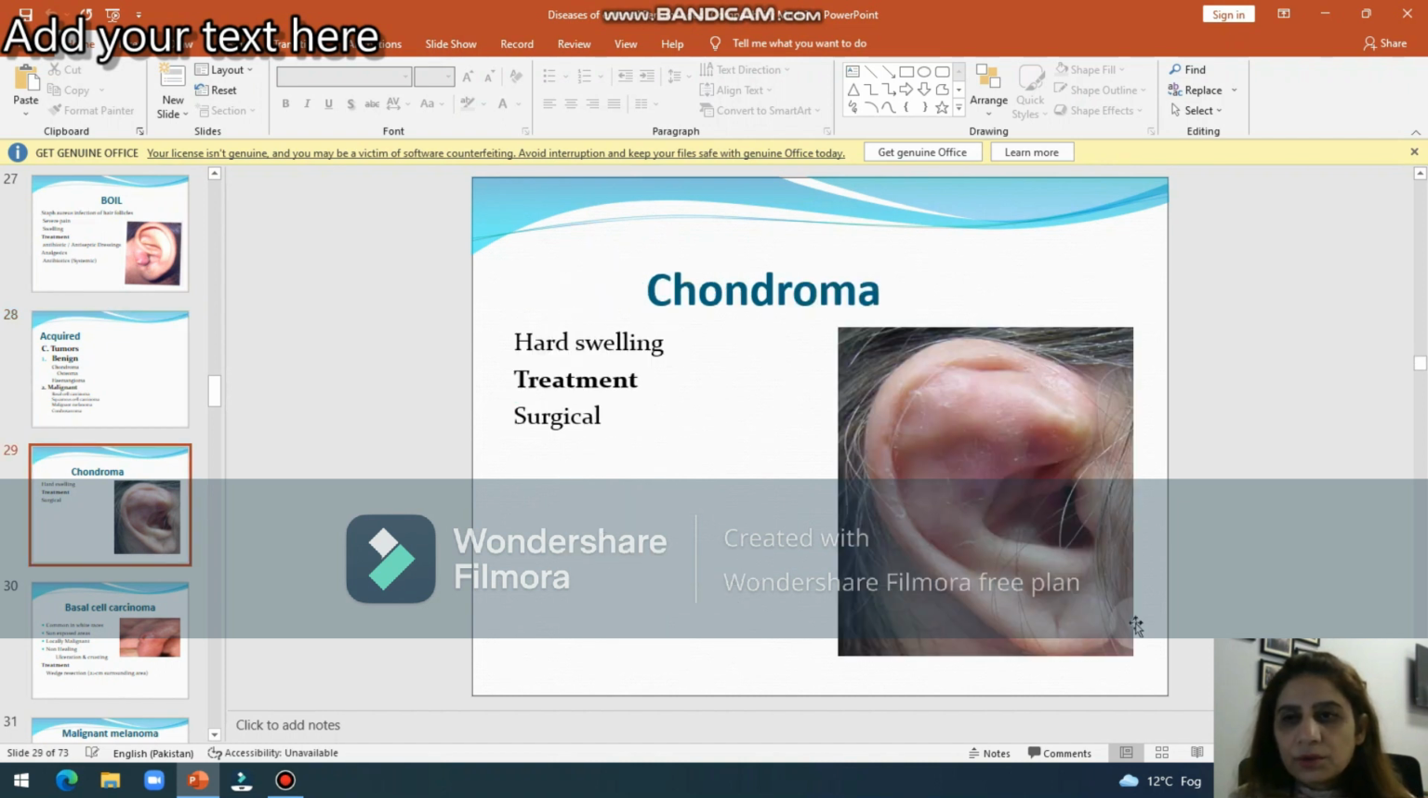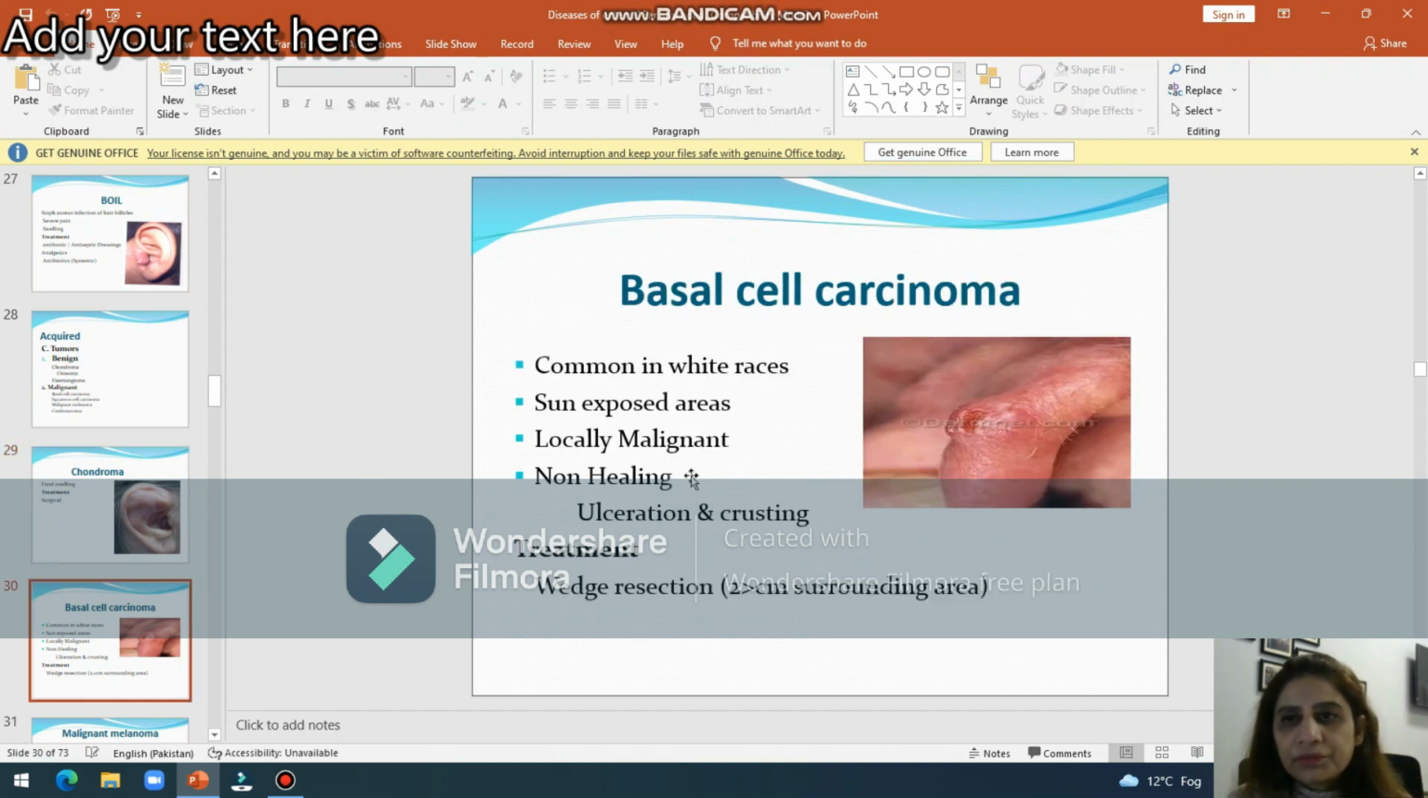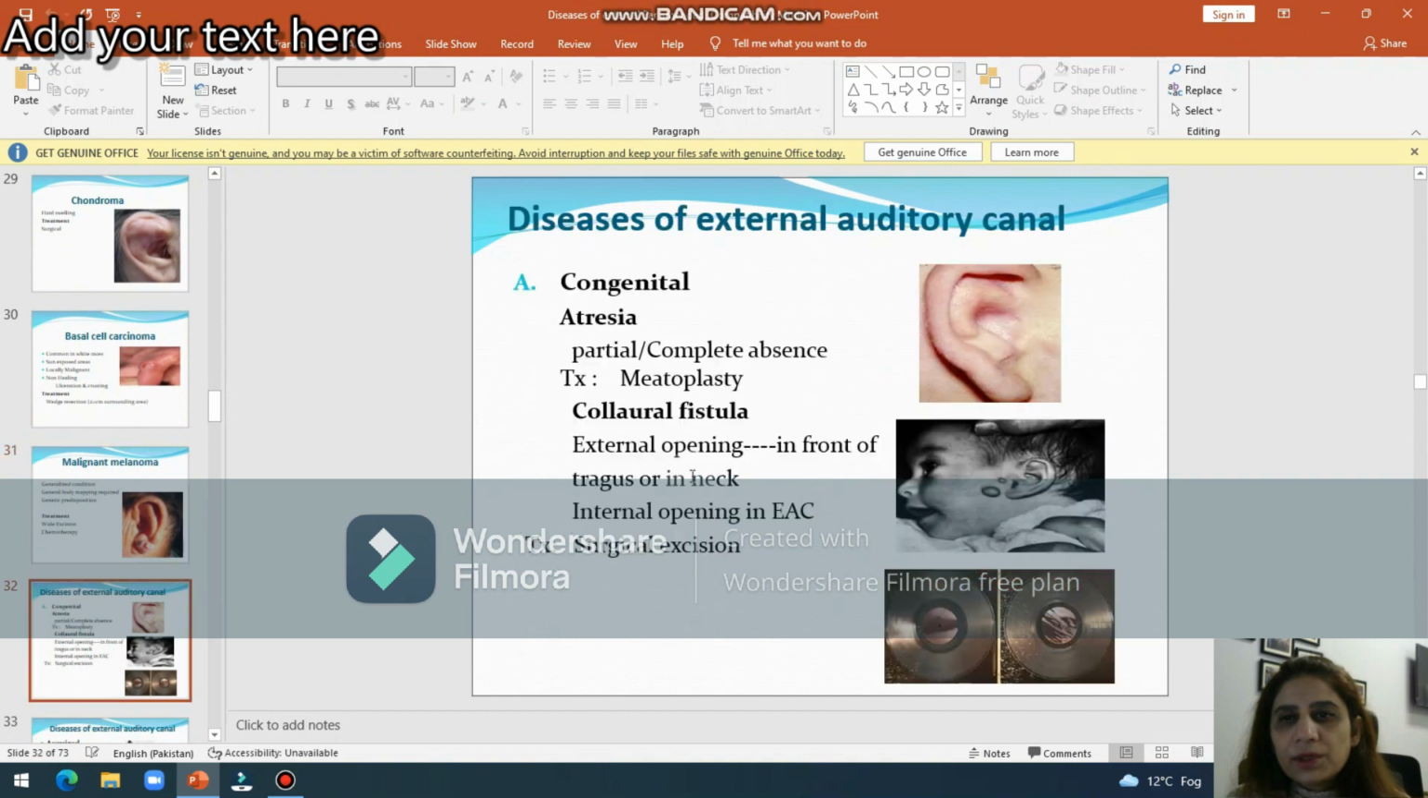Chondroma, that is a benign tumor, patient will present with disfigurement of the pinna, swelling in the pinna that is hard to touch. So treatment will be removal of the tumor if there is disfigurement. We will discuss all these tumors with the tumors of the external auditory canal.